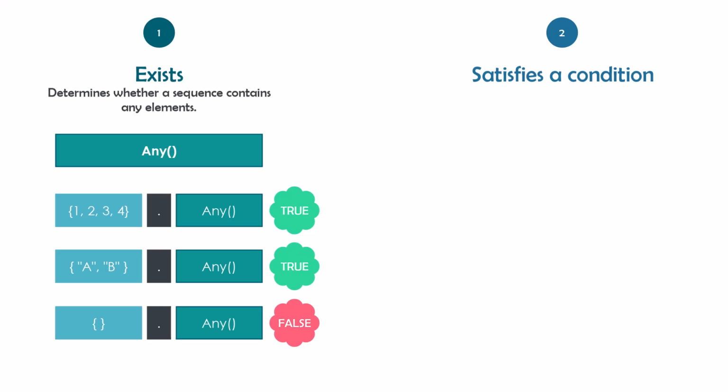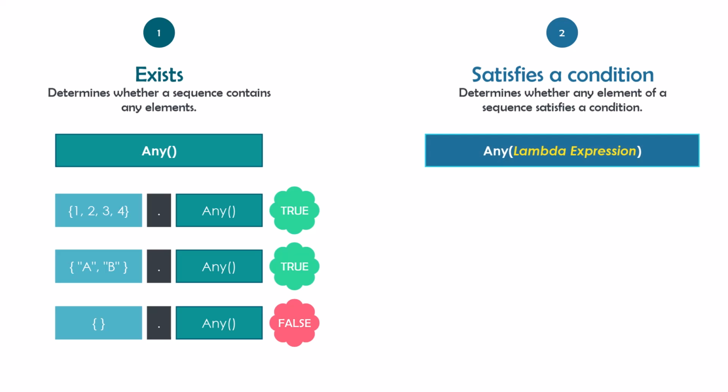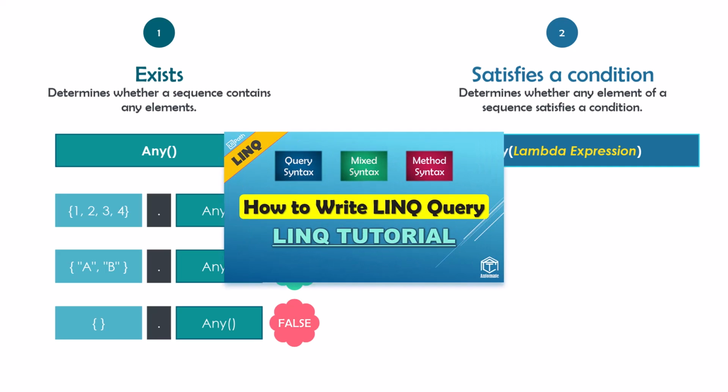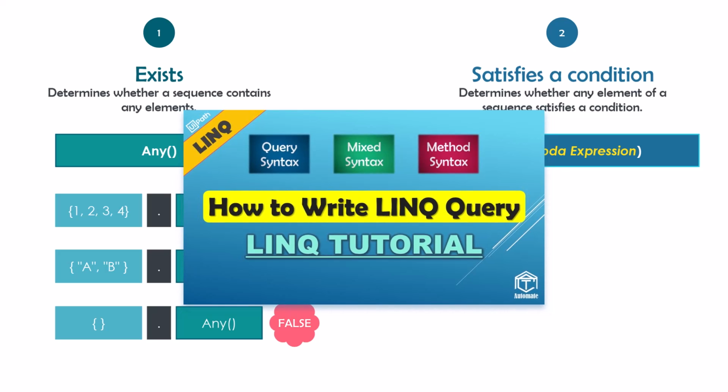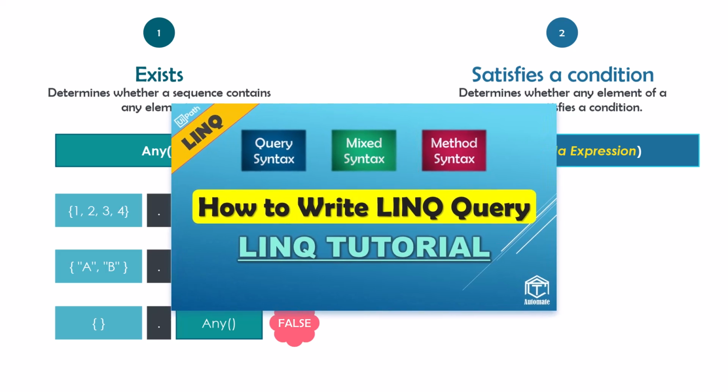Let's check the second one. It determines whether any element of a sequence satisfies a condition. It means here we check the elements of a sequence, if any one satisfies a condition. It means also that we set a condition for this operator. We use the operator in this way. We set any, and then use a lambda expression in the brackets. If you don't know what a lambda expression is or how to use it, please check the following video on my channel. I explained it in detail.